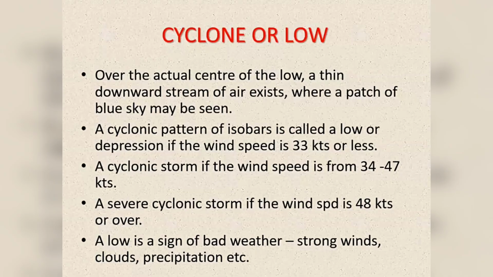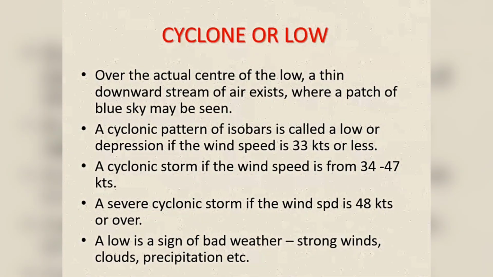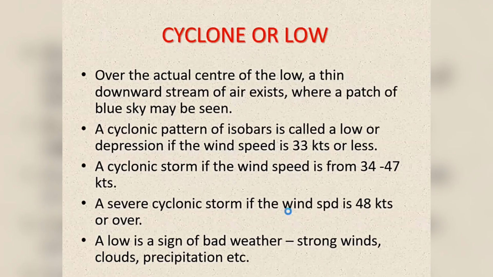A cyclonic pattern or isobar is called a low or depression if the wind speed is 33 knots or less. This is the naming of these cyclonic patterns as per their wind speed. Cyclonic storm if the wind speed is 34 to 47 knots, and severe cyclonic storm if the wind is more than 48 knots. This is again the meteorologists. They give these names. Very commonly we keep hearing them on weather reports or on the various media: the severe cyclonic storm is going to approach this coast or that coast. So severe cyclonic storm means the wind speed will definitely be higher than 48 knots.